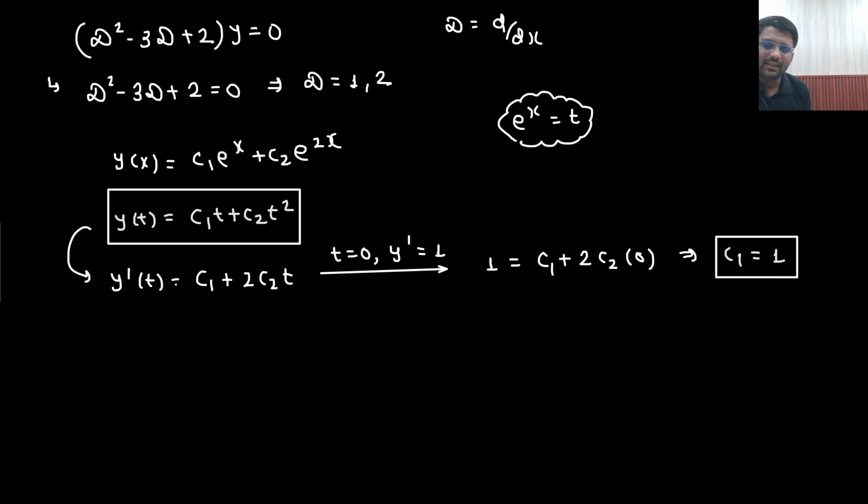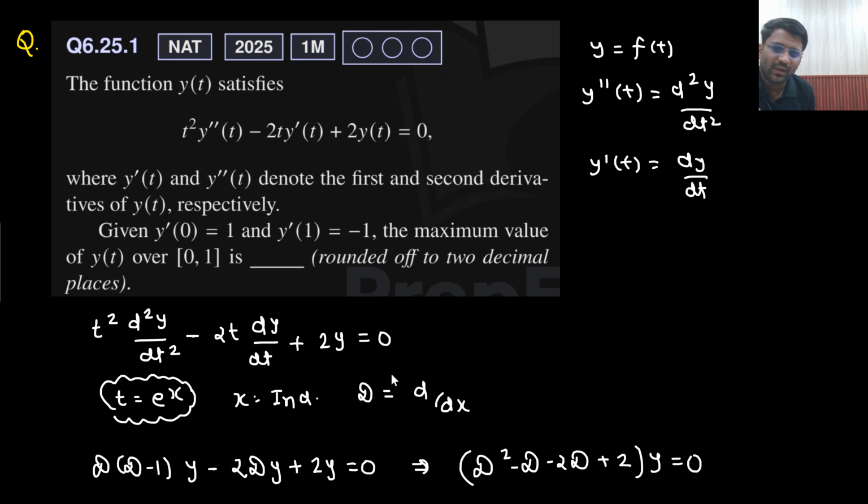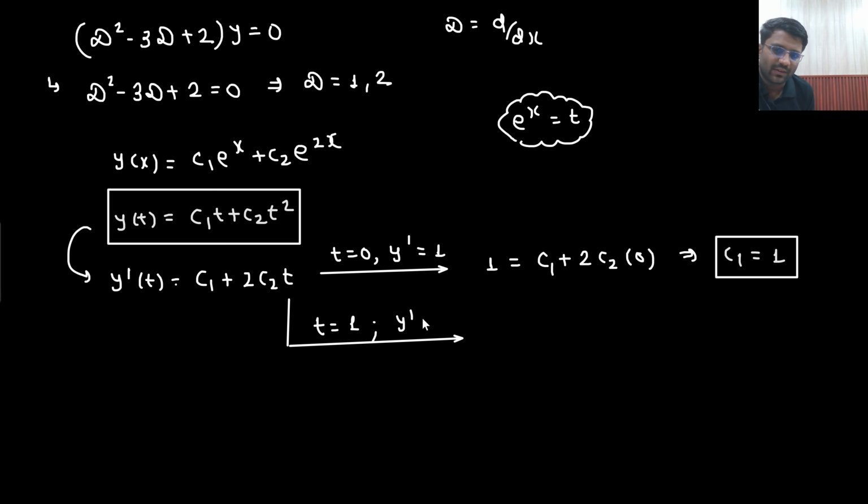Understandable? What else are they saying? They are saying that in the same equation you do one thing: you put t equals 1. If you put t equals 1 here, then your y dash will come out to be minus 1. C1 value is 1 already, and 2 C2 when you put t equals 1. So what answer are you getting? C2 is coming out to be minus 1, right? There you go.